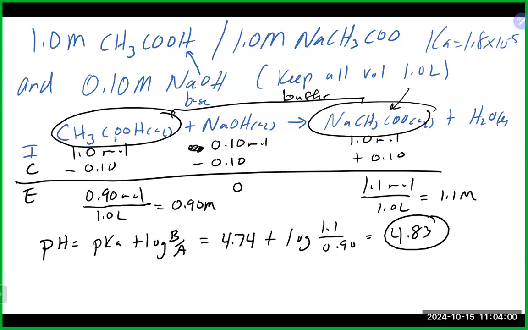Did our buffer work okay for the base part? It did, right? Because again, we started at 4.74. Here we added base and it went up, which it should because we added base, and it went up to 4.83. So again, you will see a slight change in the pH depending on what you add, but you shouldn't see a big jump in the pH if it's a good buffer.